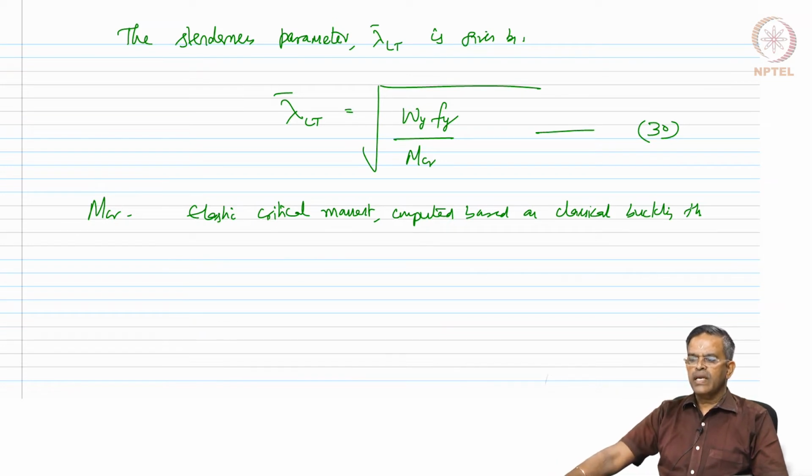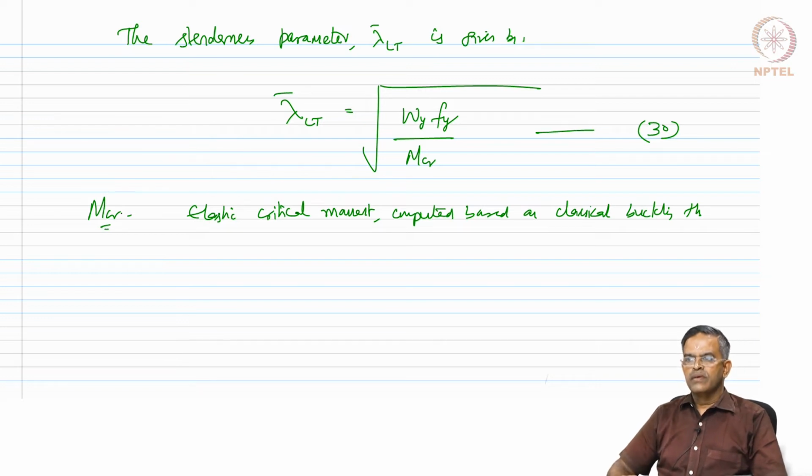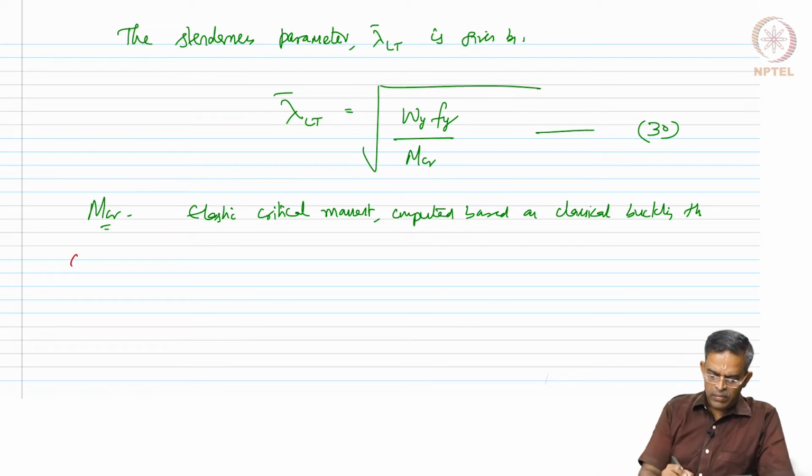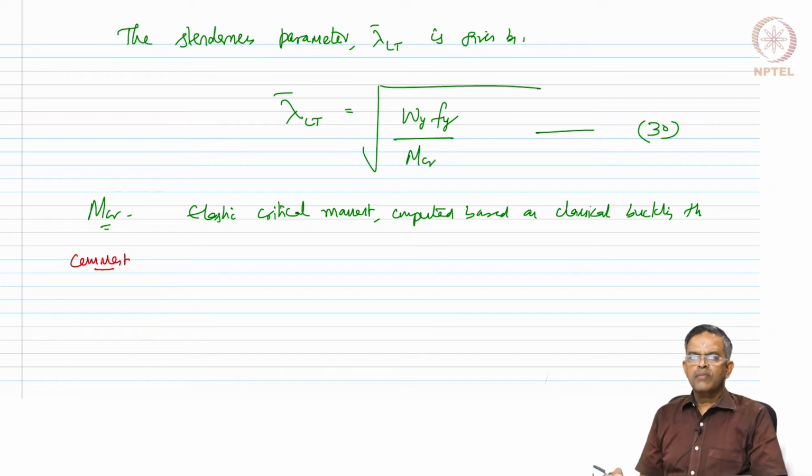We can also recollect that this MCR accounts for the critical moment effect, imperfections and residual stresses. There are three correction factors which we had discussed in the last lecture. There is one important comment which I would like to make here. The comment is, the code does not provide any information on determining MCR.